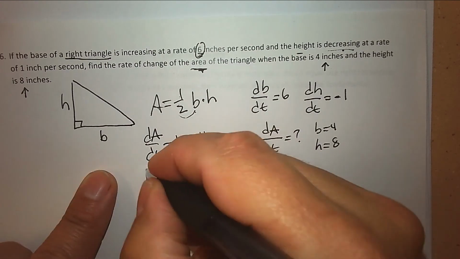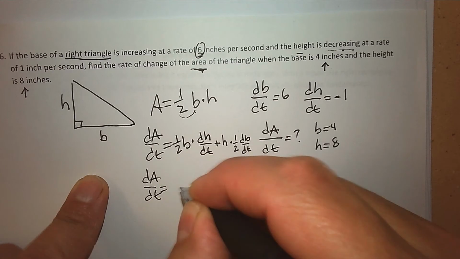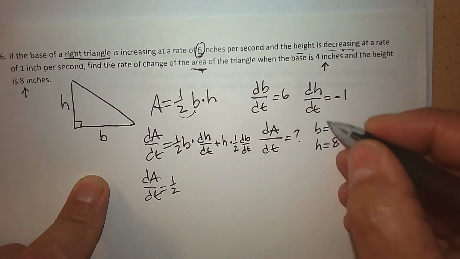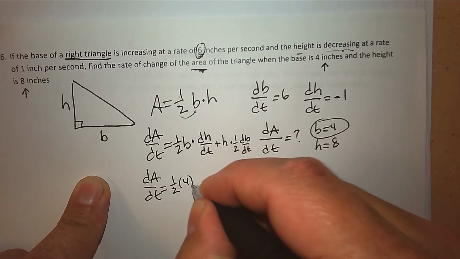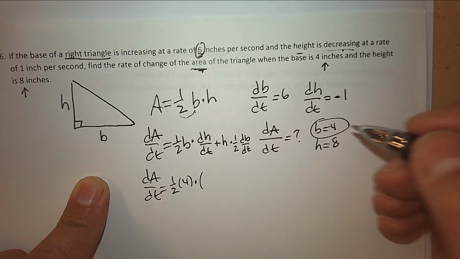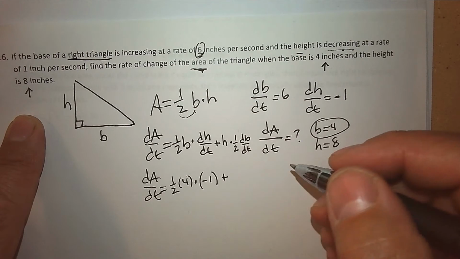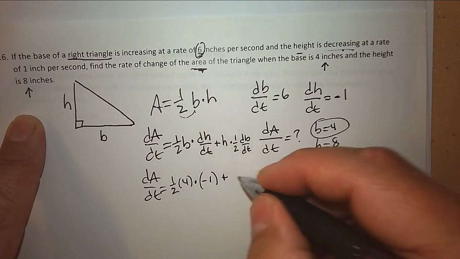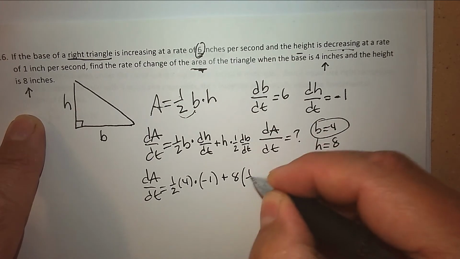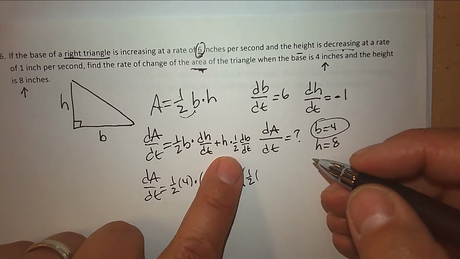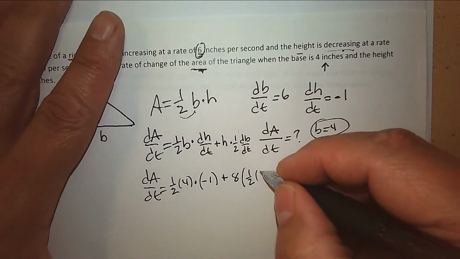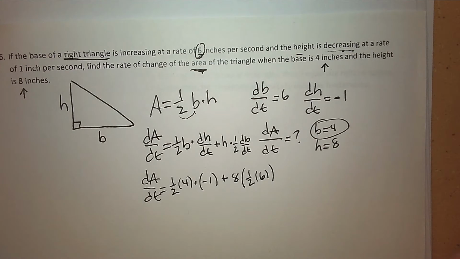Now I'm going to do some substituting in. So the base we said was 4. The height is changing, -1, it's decreasing over time. The height at this point is 8. And then the base is changing over time. It's increasing by 6 every second.